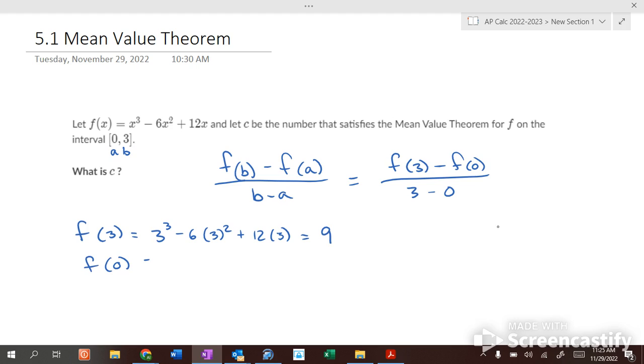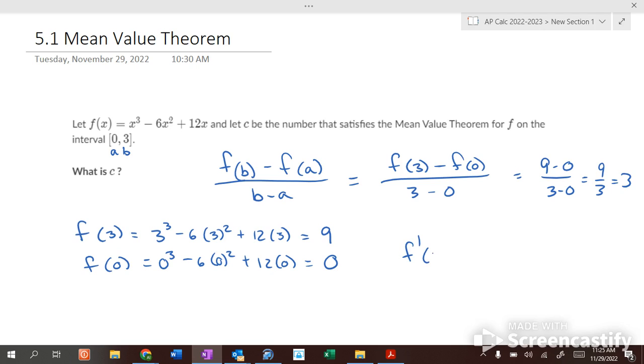F of 0 is 0 cubed minus 6 times 0 squared plus 12 times 0, which is 0. So you get 9 minus 0 over 3 minus 0, which is 9 over 3, which is 3. But that's not the mean value. You have to set the first derivative of x equal to that number.